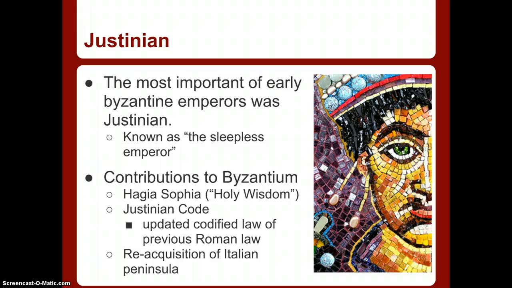As we referenced a little bit ago, he built Hagia Sophia, which is the Church of Holy Wisdom. He implemented the Justinian Code, which updated a lot of outdated Roman law from previous centuries. And he attempted to reacquire lost areas that were taken by Germanic tribes after the fall of the Western Roman Empire.